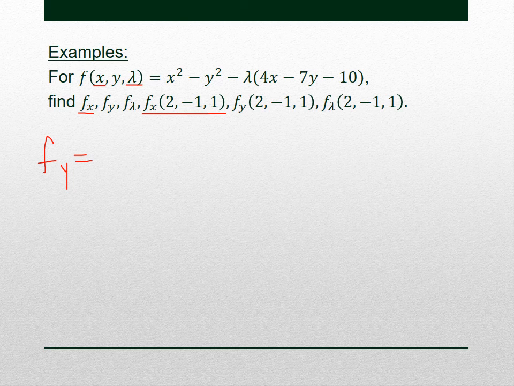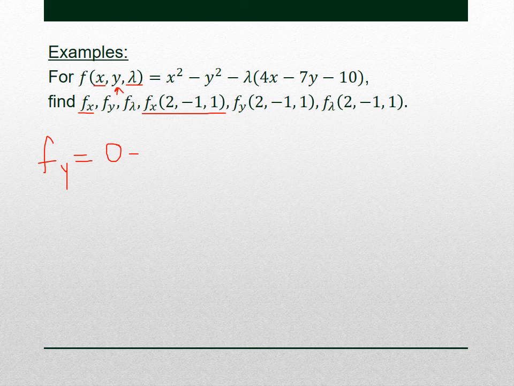All right, so since we're taking the partial derivative with respect to y, we're going to treat all the other variables as constants. So whenever we see an x, we'll treat it as a constant. Whenever we see a lambda, we'll treat it as a constant. Whenever we see a y, that's going to be our variable. All right, so we start with x squared. We're going to treat x as a constant because we're taking the partial derivative with respect to y. So x squared is still a constant, so the derivative of a constant is 0.